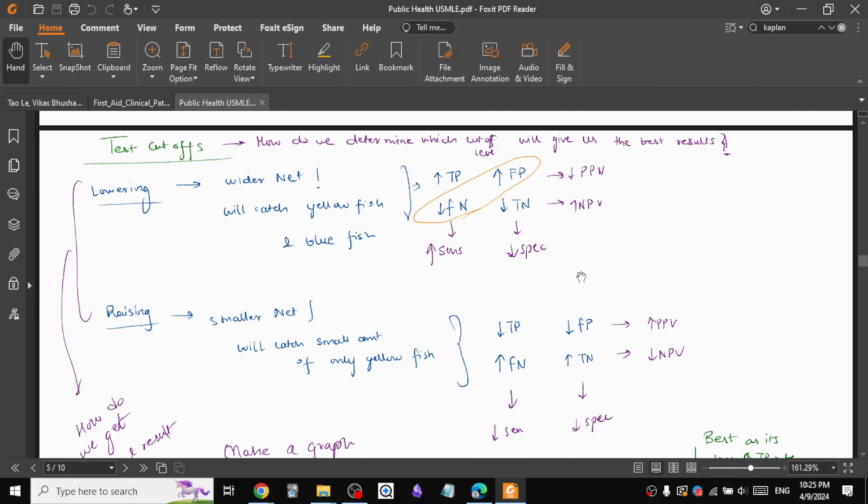Okay. What's happening to the specificity? You see, true negative has decreased. So if the true negative, the numerator, has decreased, that means specificity has decreased. Okay. What's happening here? True positive has increased and false positive has increased. The denominator has increased. You see, denominator has increased. So if denominator increases, PPV will decrease. Okay, make sense of that.